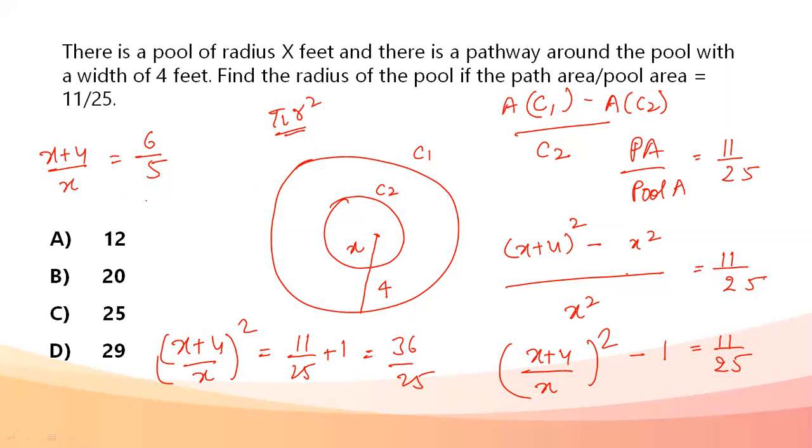Solving, 5x plus 20 equals 6x. Your value of x comes out to be 20. That is, the radius of the pool is 20 meters. Very easily comes out to be 20 meters. Just saying that path area, how I can find the path area and how I can go for the pool area, calculating it, get the answer.